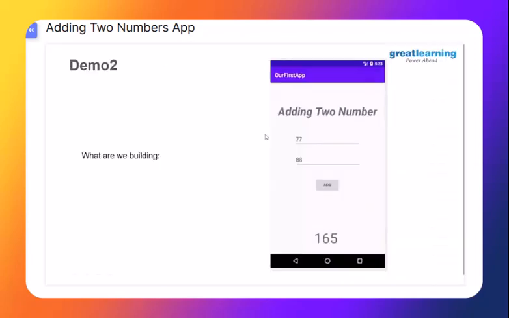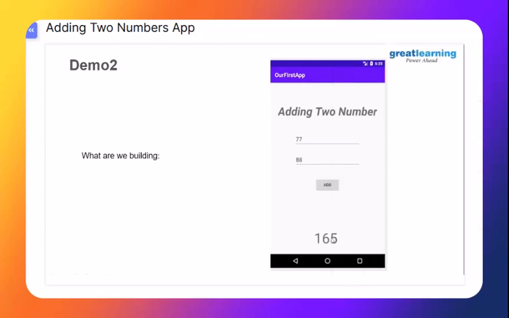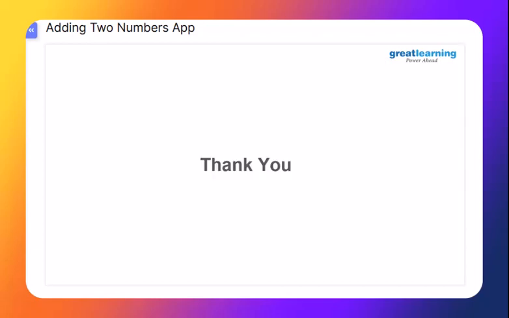So let's minimize this thing. We were building this add two numbers app, so we did this. The only difference from that image to the one that we built was this text view. This text view is at the end, but in the application that we built, it was somewhere in between the plain text and the text view. Okay, cool. So this is the second app and this is the code for it, so that you guys can try it out. Okay guys, thank you so much.